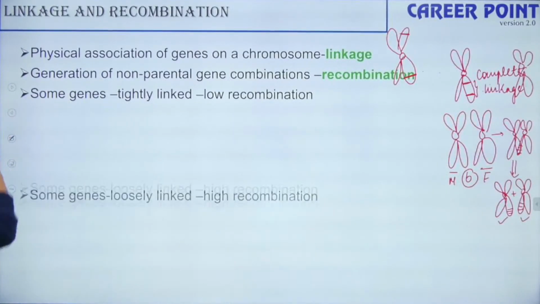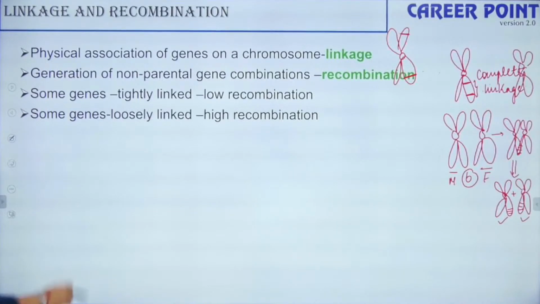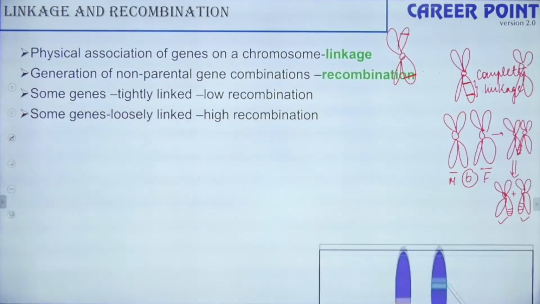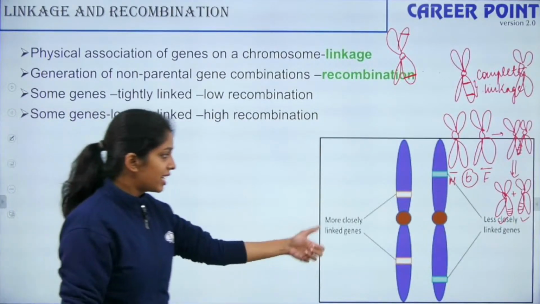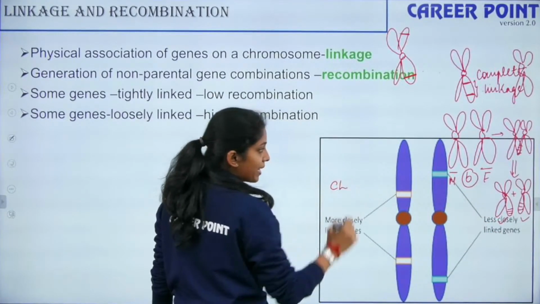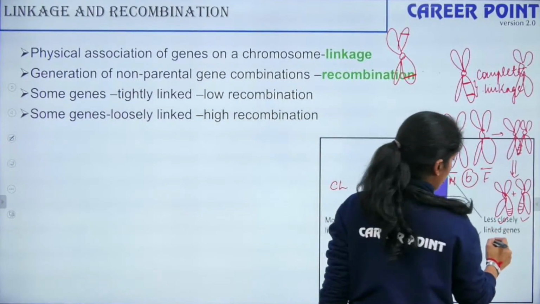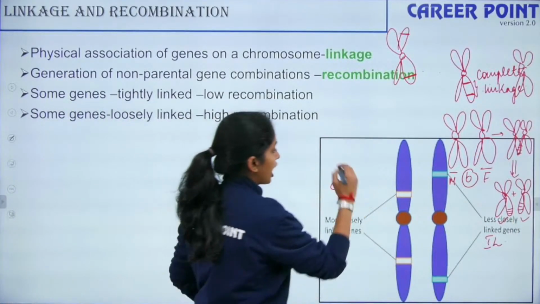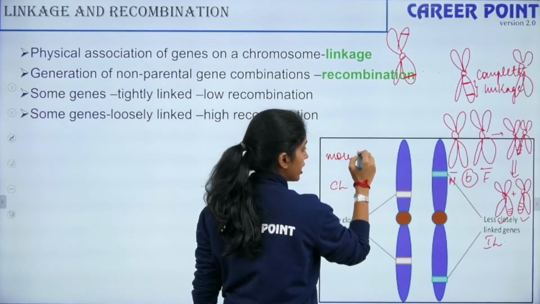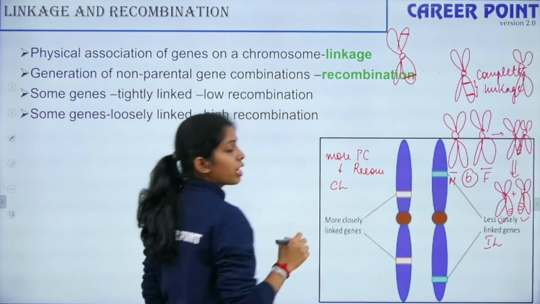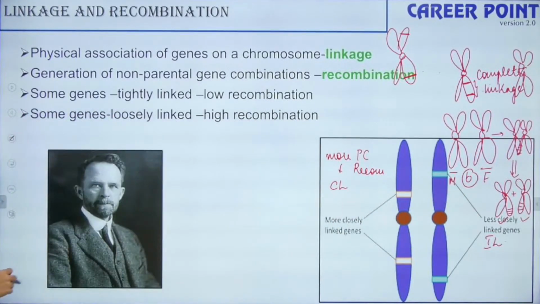Some genes are loosely linked, so you get high recombination because they are physically a long distance apart. So, more closely linked genes and less closely linked genes. More closely linked genes are called complete linkage, and less closely linked genes are called incomplete linkage. Linked genes or complete linkage will have more parental combinations and fewer recombinants, and this is vice versa for incomplete linkage. It was Thomas Hunt Morgan who spoke about linkage.